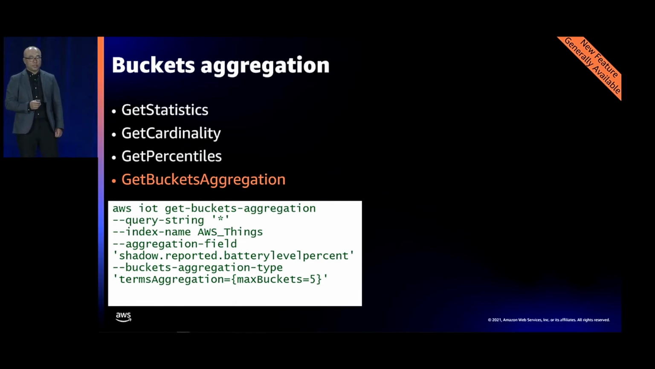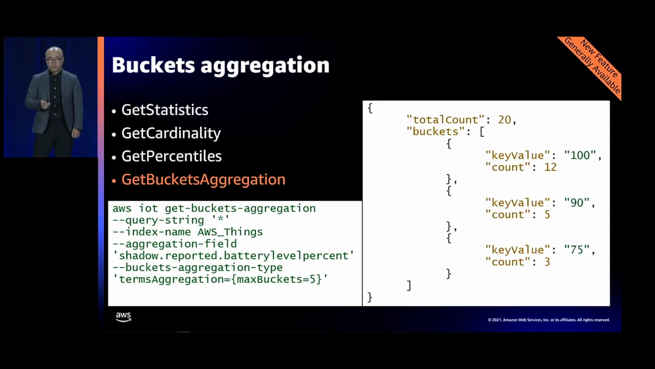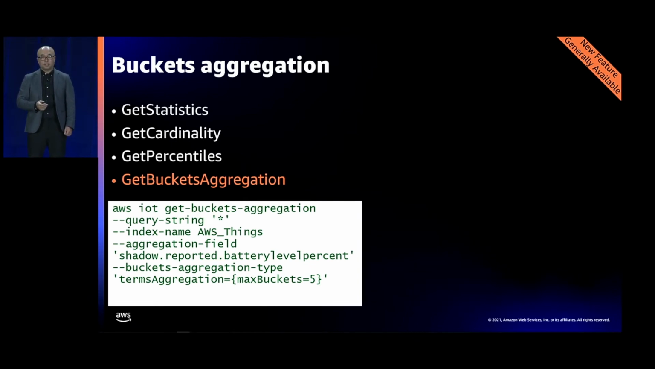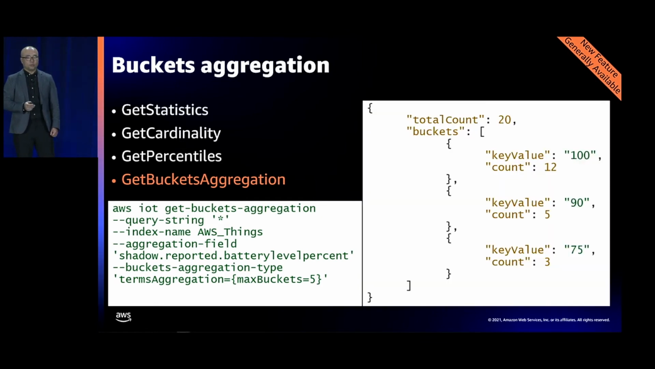Query string: the query used to search the index. You can specify an asterisk to get the count of all indexed things in your AWS account. Index name: the name of the index to search. The default value is AWS things. Aggregation field: the field to aggregate. Bucket aggregation type: the basic control of the response shape and the bucket aggregation type to perform. So this command returns the following.